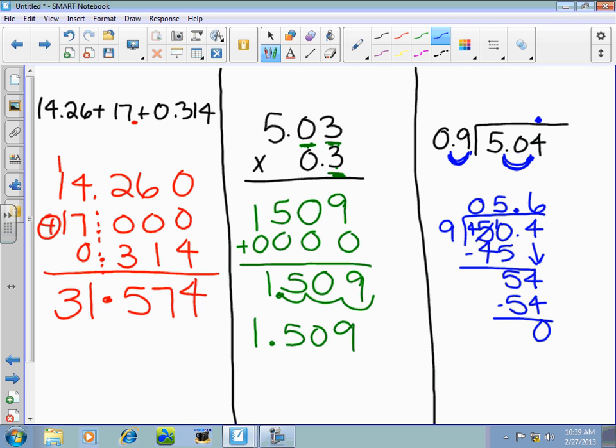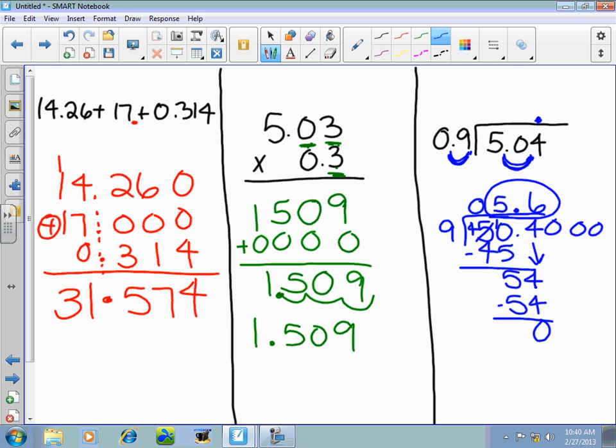But if you didn't have a zero, when it's a decimal, you get to keep adding zeros if you need to until you can get that remainder completely taken care of and you don't have one at the end. When you have decimals, you don't want a remainder. So your answer is 5.6.